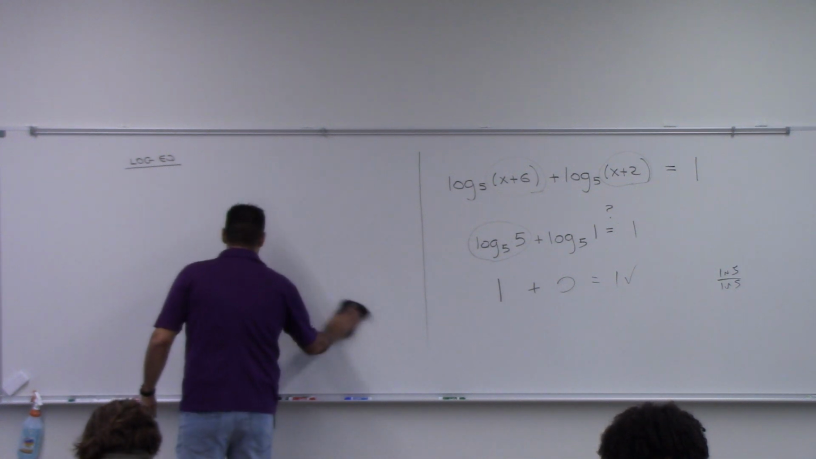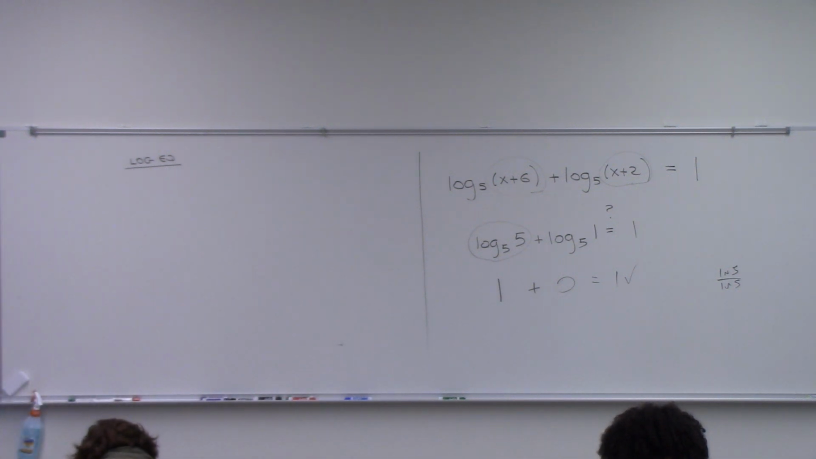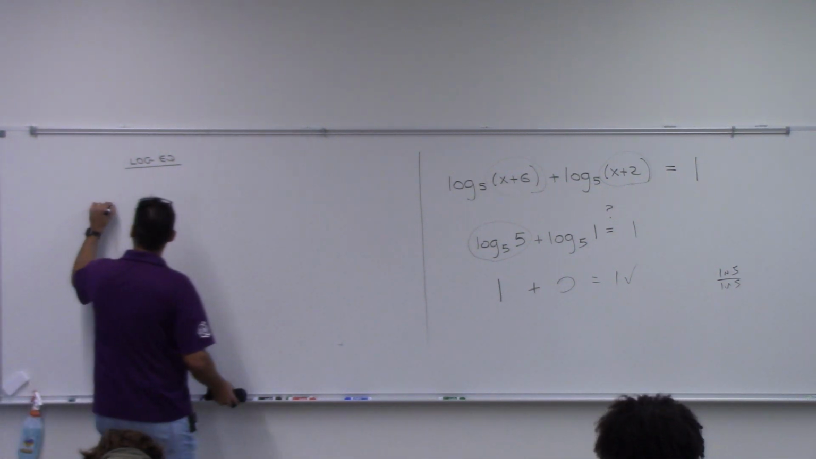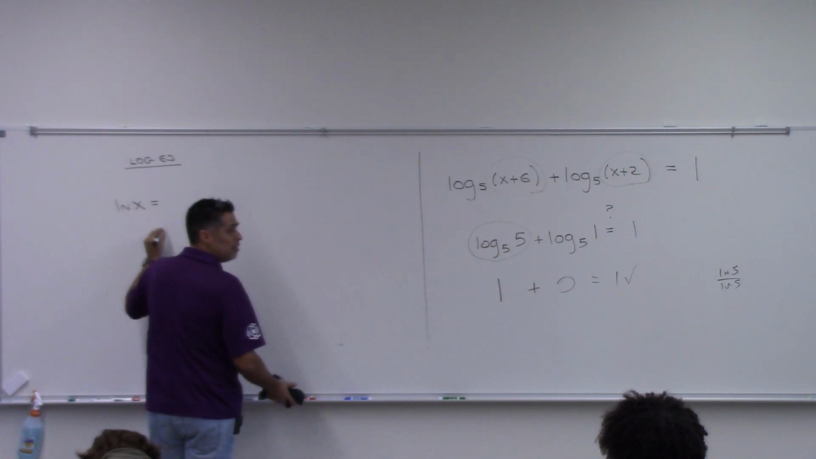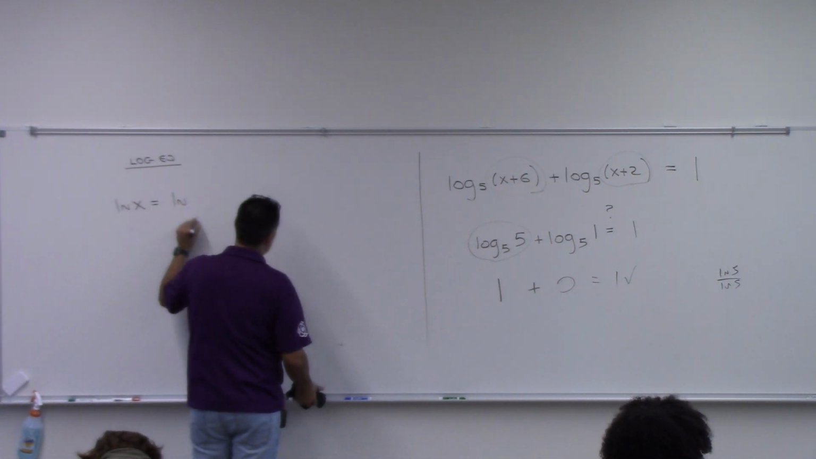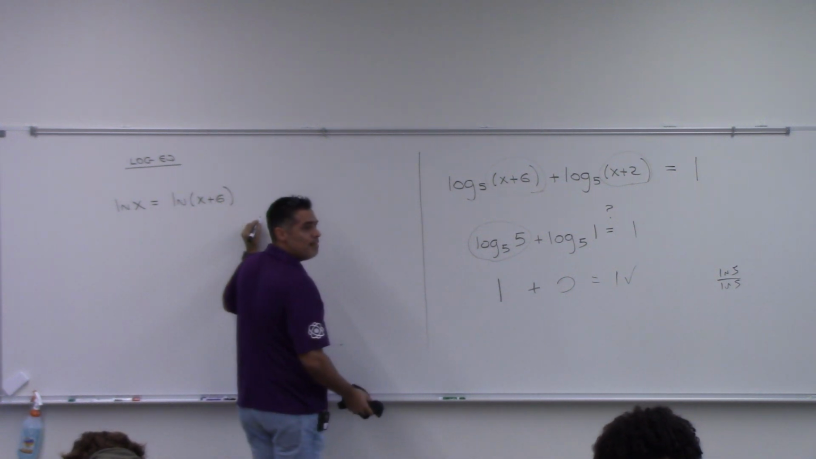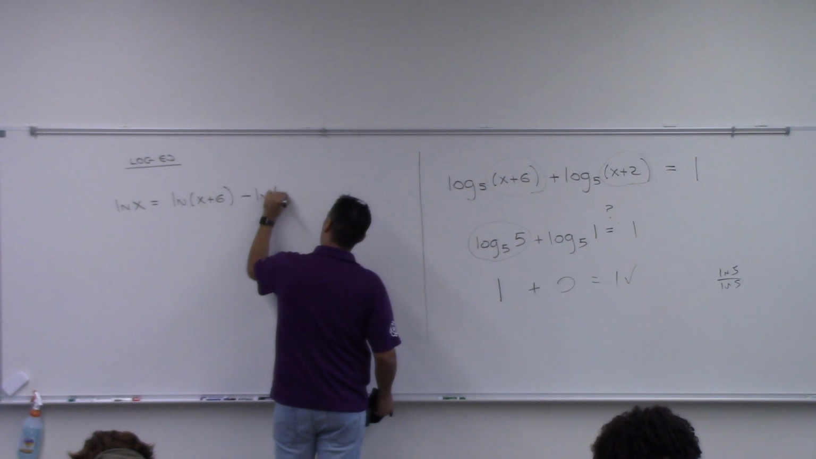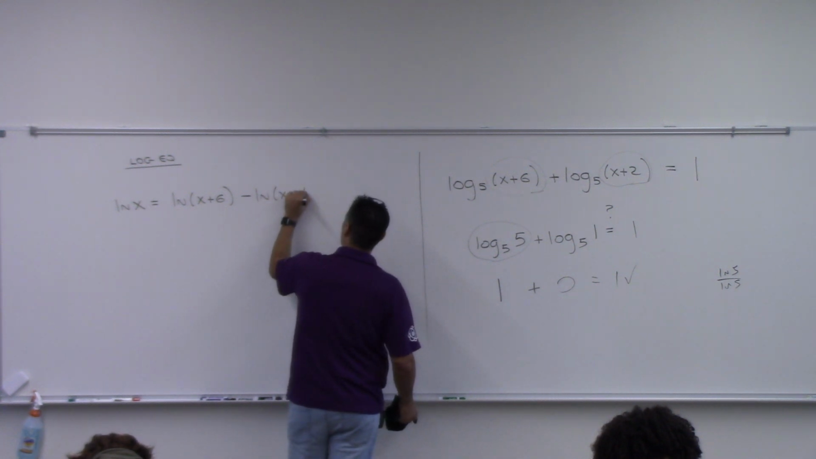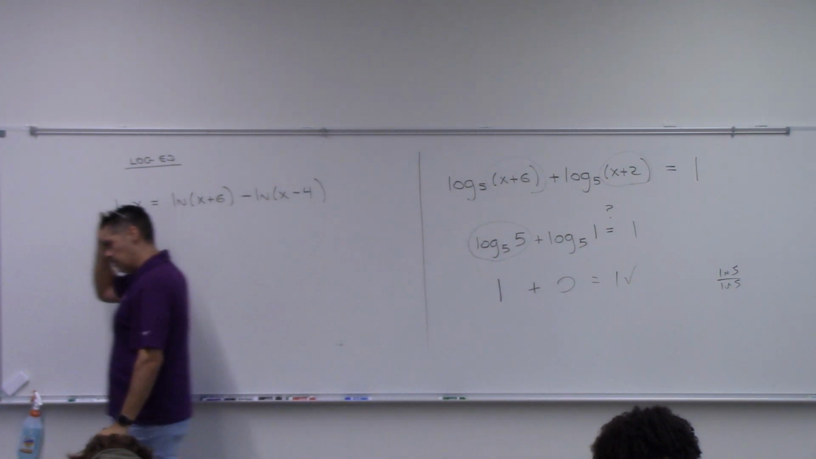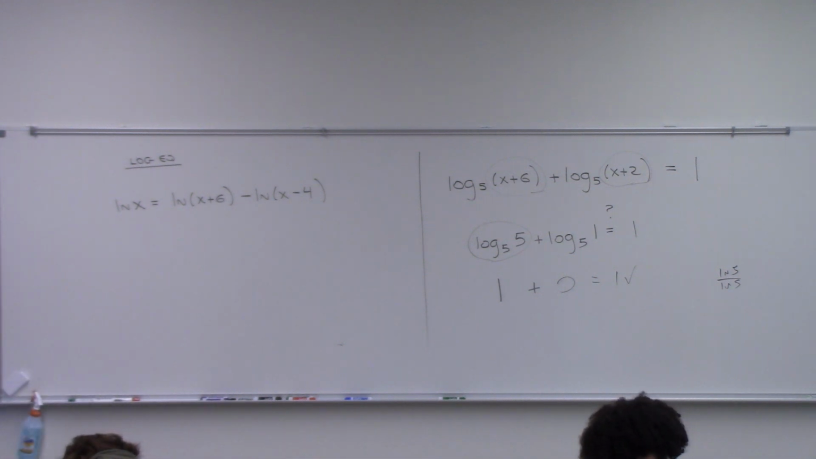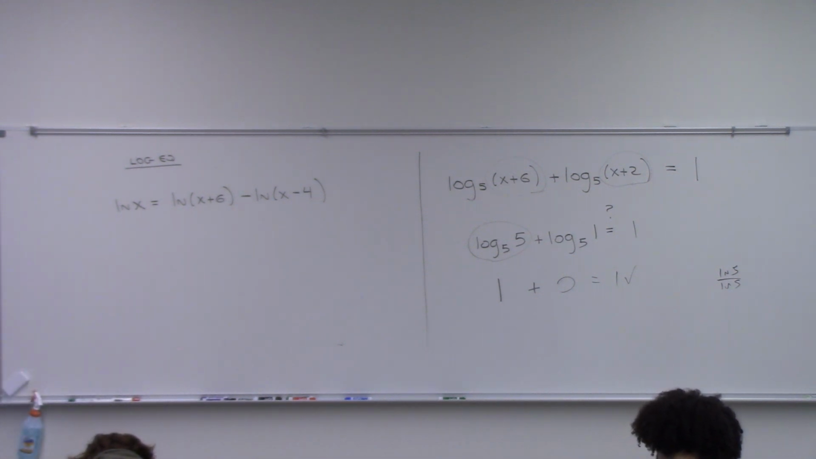All right, let's look at what they've got up for us next. Okay, here's the next one. The natural log of x equals the natural log of x plus 6 minus the natural log of x minus 4. We've got logs everywhere, don't we? That's the natural log though, right?